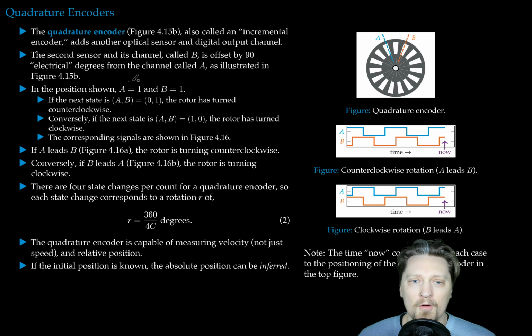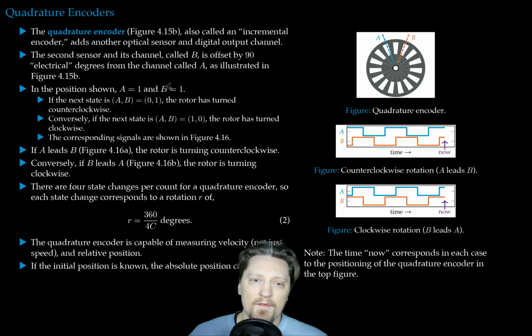In the position shown, A equals 1 and B equals 1, so we have light shining through in both cases. If the next state is A, B equals 0, 1, so A is 0, B is 1, the rotor has turned counterclockwise. So if A suddenly goes dark, going from 1 to 0, that means we must have rotated this way, counterclockwise.